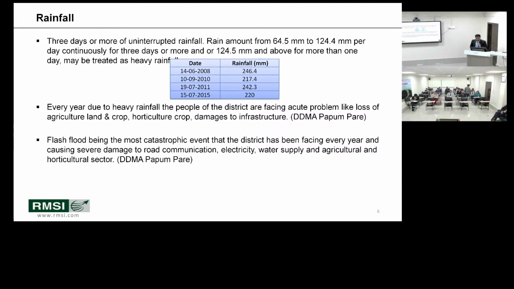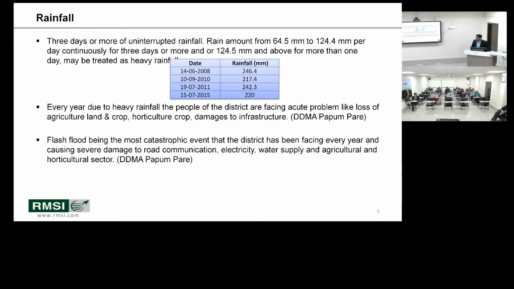Now, what is heavy rainfall? As per the State Disaster Management Authority, Arunachal Pradesh, they have made a category of very heavy rainfall, with rainfall amounts of 64 mm to 124.4 mm in a single day, or continuously for more than 2 to 3 days, which is again heavy rainfall. I have given some data. The first one is 14 June 2008. It was very heavy rainfall in a single day, and a flood occurred in the downstream part.